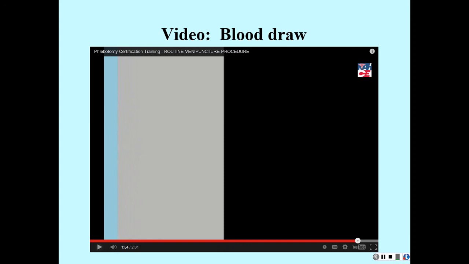For the life of me, I think you draw the anticoagulants last. I'm not going to test you on that because I did not have a chance to look at it. It is because there is a chance that your preservatives can mix in the needle. Don't quote me on this, but I think that you draw the anticoagulants last. Anybody draw blood in here?